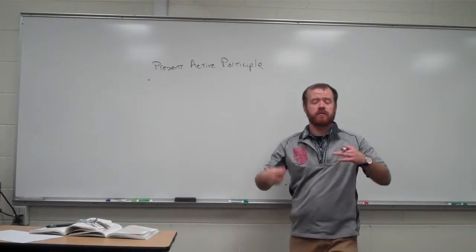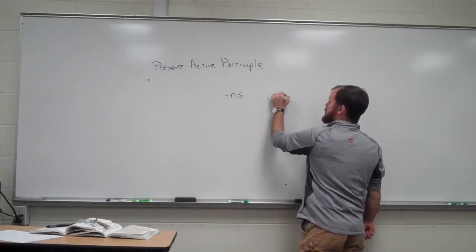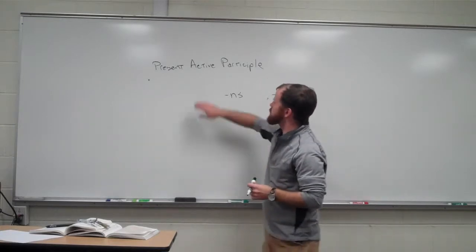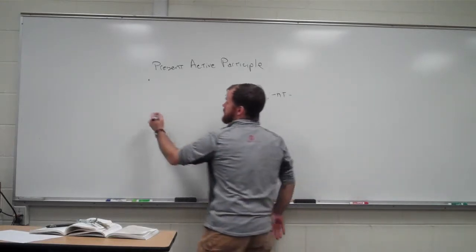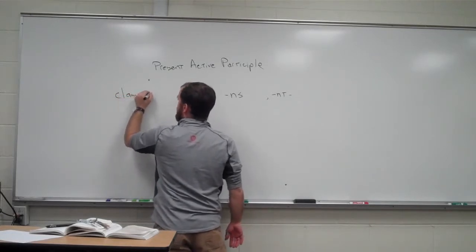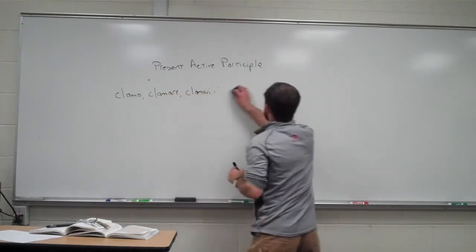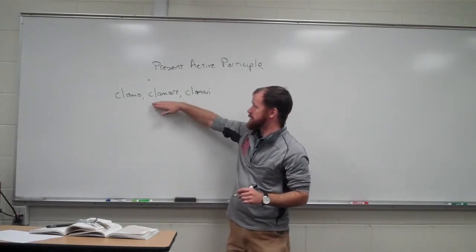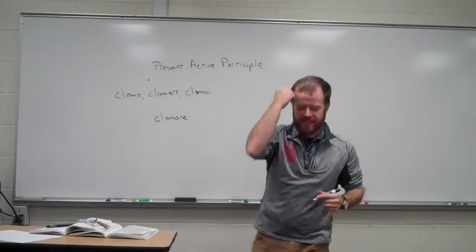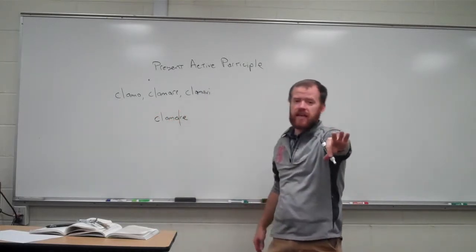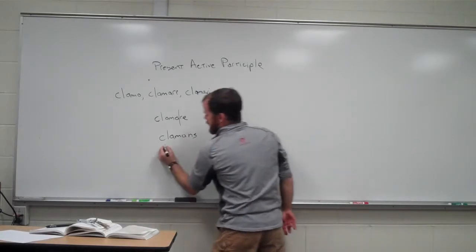All right? So the identifying mark of the present active participle, if we remember, is having either an NS in the nominative form or an NT in the rest of the forms. Now, since it's a present active participle, what stem are we going to use? Yes, we're going to use the present stem. And we get that from the second principal part. So if we were to take a verb like clamo, clamare, clamavi, and we want to make it a present active participle, we're going to take the second principal part, clamare, and we're going to get the stem by chopping off the RE. Nope. You want to keep the A there. The A is important.